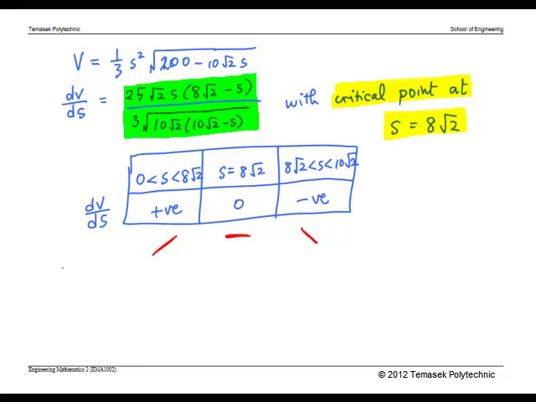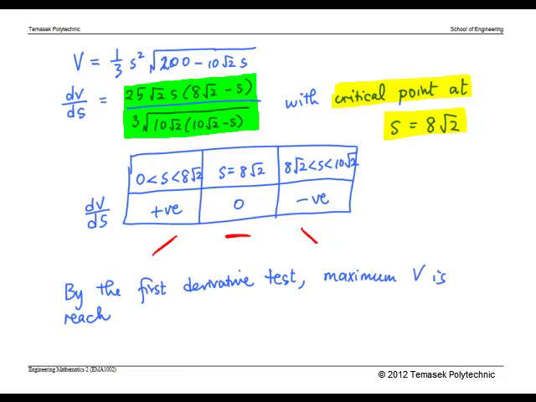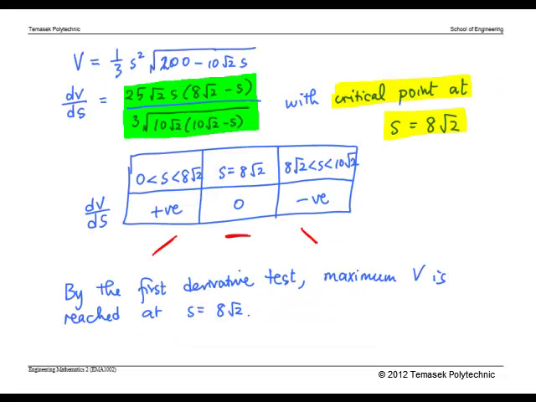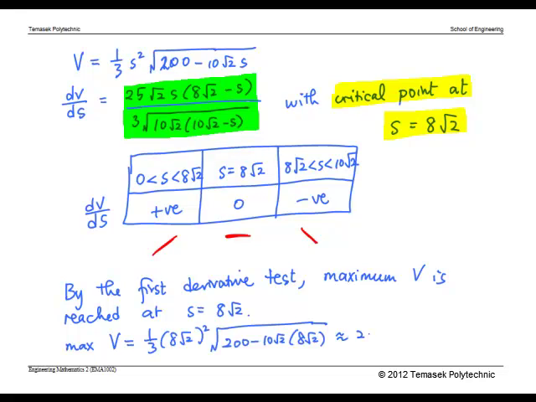So by the first derivative test, maximum V is reached at S equals 8 square root 2. The question requires us to find the largest volume. Therefore, we substitute the S value in the original V expression to get maximum V to be approximately 269.848 cm cubed.